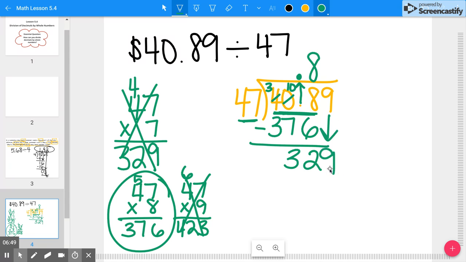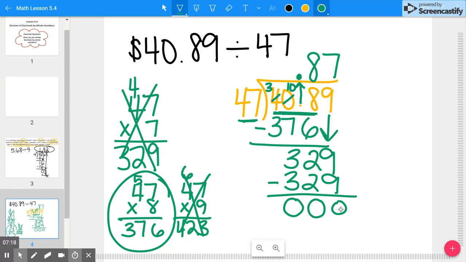Well, I already did the work here. I already did the work if I look back at the problems I crossed off. So I already know, I see here that 47 times 7 equals 329. So I'm going to put my 7 up top. Then my next step is to multiply. 7 times 47, I already did the work, is 329. So then my next step is to subtract. 9 minus 9 is 0. 2 minus 2 is 0. 3 minus 3 is 0. And then I need to check. Can I do 0 divided by 47? I cannot. Do I have anything left to bring down? I do not. So my answer here is 87 hundredths.